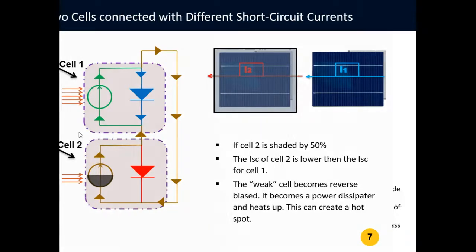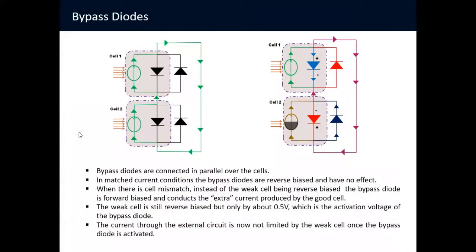So to some degree, this effect is minimized with the use of bypass diodes, which are standard in all crystalline silicon PV modules. They are connected in a module in parallel over a string of cells. These illustrations show the effect of a bypass diode connected in parallel over a cell.